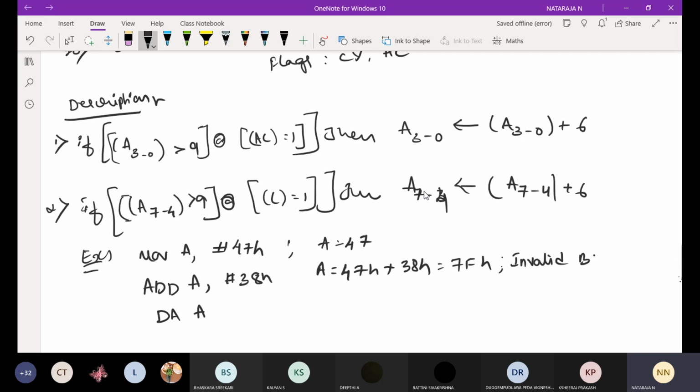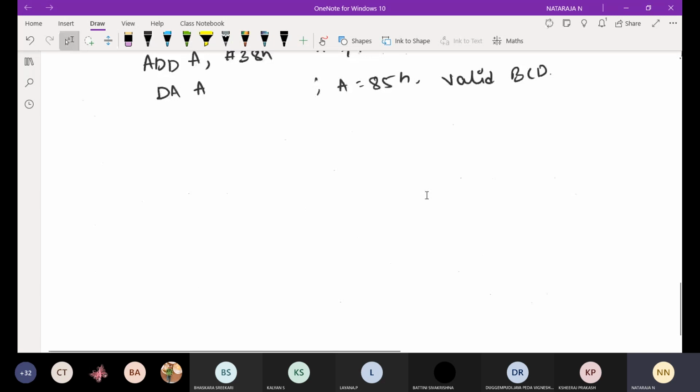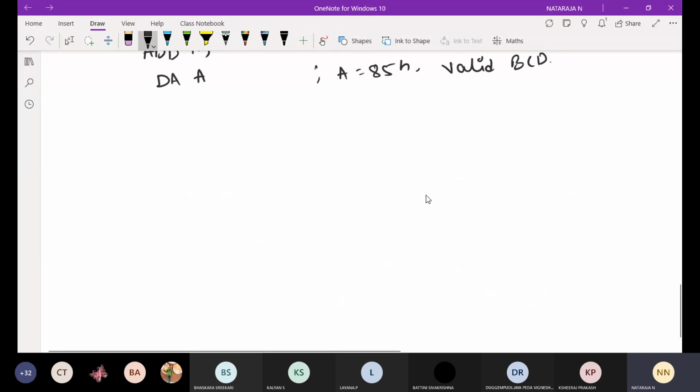Invalid BCD. Why? Because the upper nibble will be greater than 9. If I add 6 to this, after that A is equal to 85H, which is a valid BCD. Okay, like this you can try some other examples. I will write some; you can try them.